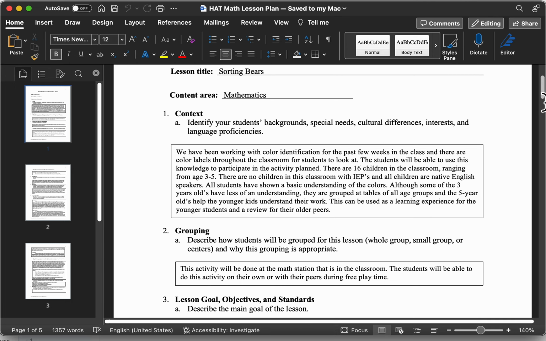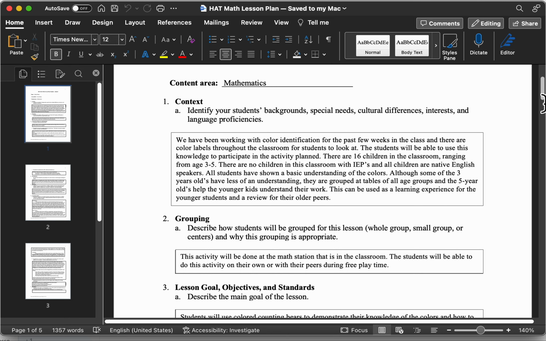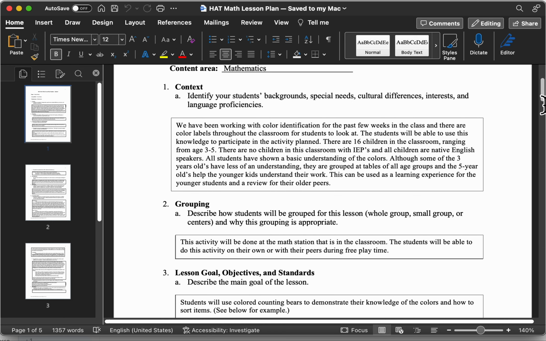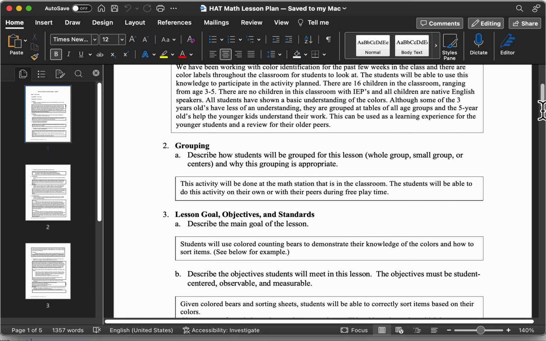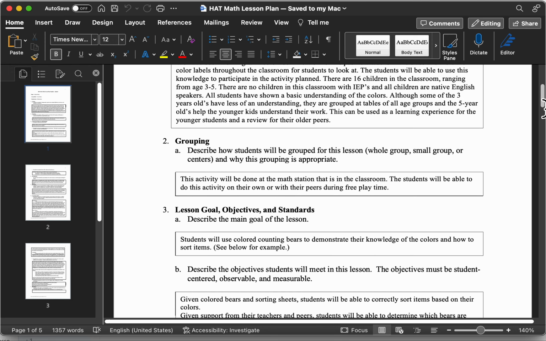Some of the 3-year-olds have less of an understanding. Yeah, I mean, that's expected, and I'm going to talk about the activity a little bit. But yes, the younger kids and the older kids playing together and helping each other, that's fine. Just one note is that age may or may not have anything to do with that. I've had 3-year-olds who can identify and sort things, 5-year-olds who cannot. So I would say you could even take all of that out. You could just say that there are varying levels of ability to identify and classify colors.